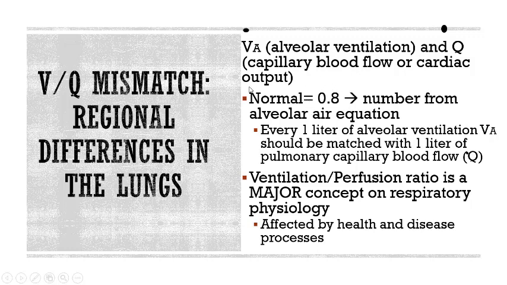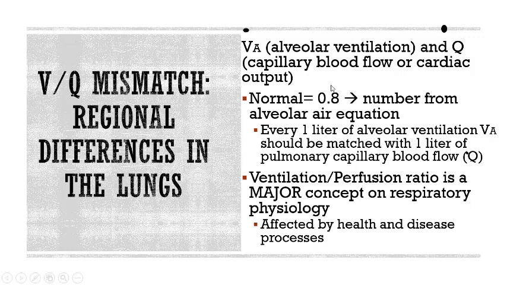So the normal VQ ratio, right? Because anytime you have a number above another number, you're going to get a ratio. The normal is 0.8. And this is where that respiratory quotient from your alveolar air equation comes from. It's referring to the VQ mismatch in the lung because of regional differences in the lung. So if you want to think about it this way, for every liter of alveolar ventilation, it should be matched with 1 liter of pulmonary blood flow. Ideally, you want a 1-to-1 ratio. You want your ventilation to be perfectly matched up with your perfusion, but that's not what happens.